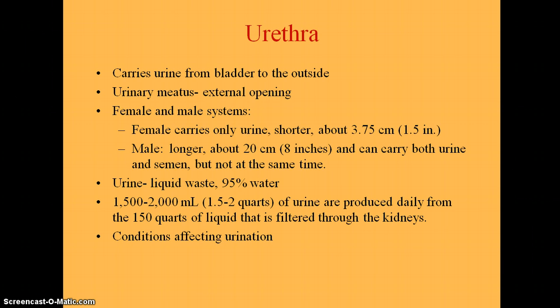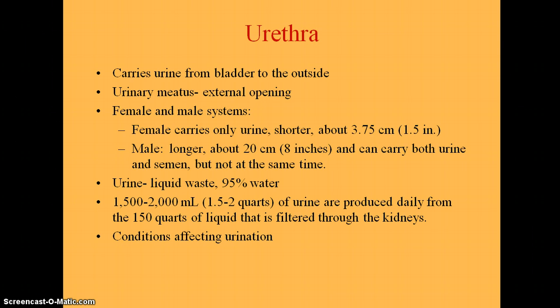Now, every day, your body filters about 150 quarts of liquid through the kidneys, and when it does that, it produces about 1/10 of that in urine. So 150 quarts is being filtered, and you produce about 1.5 to 2 quarts of urine from that. So about 1/100th of it.